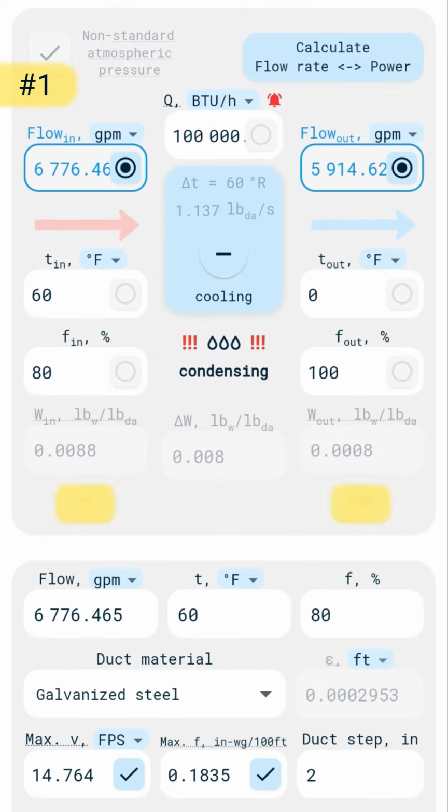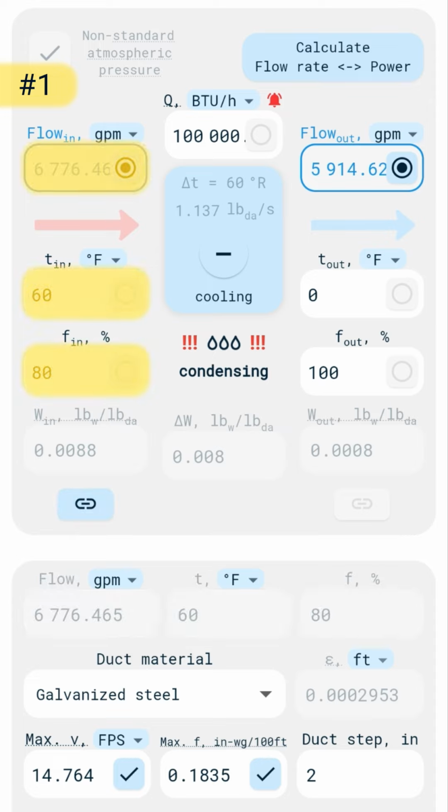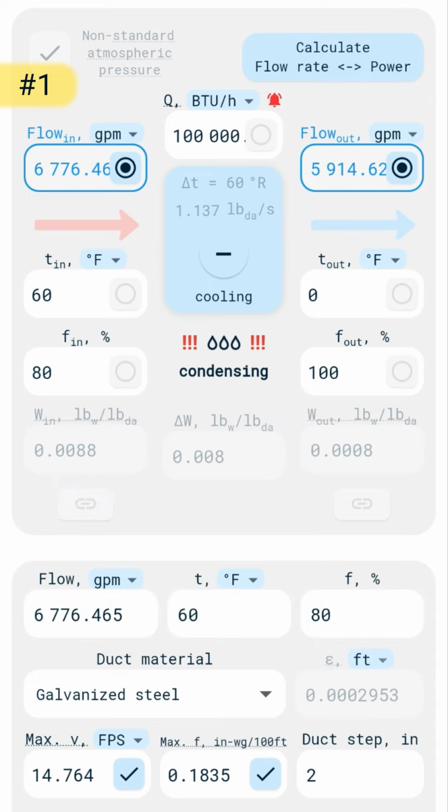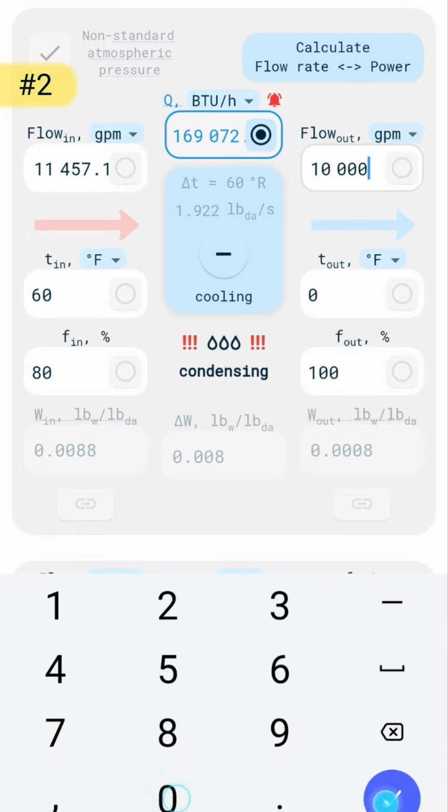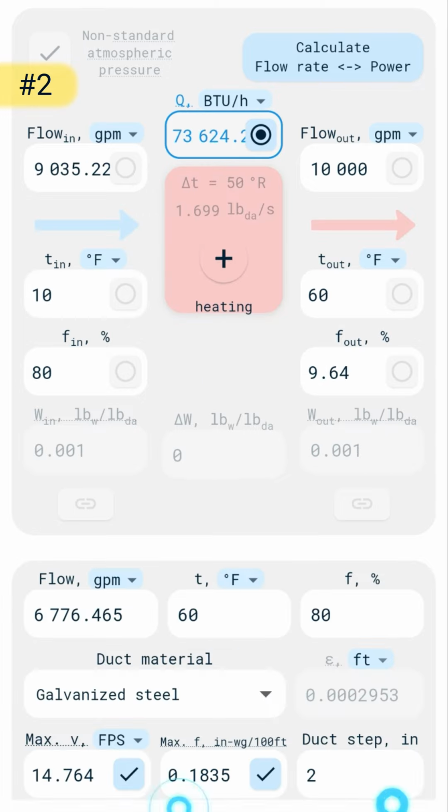Using links, you can connect the airflow rates and parameters from this module to the calculations in the next module for automatic duct sizing. The next calculation option is power determination. We input the flow rate of either the incoming or outgoing air, the temperatures, and one of the humidity values. We obtain the value of the power required for heating.